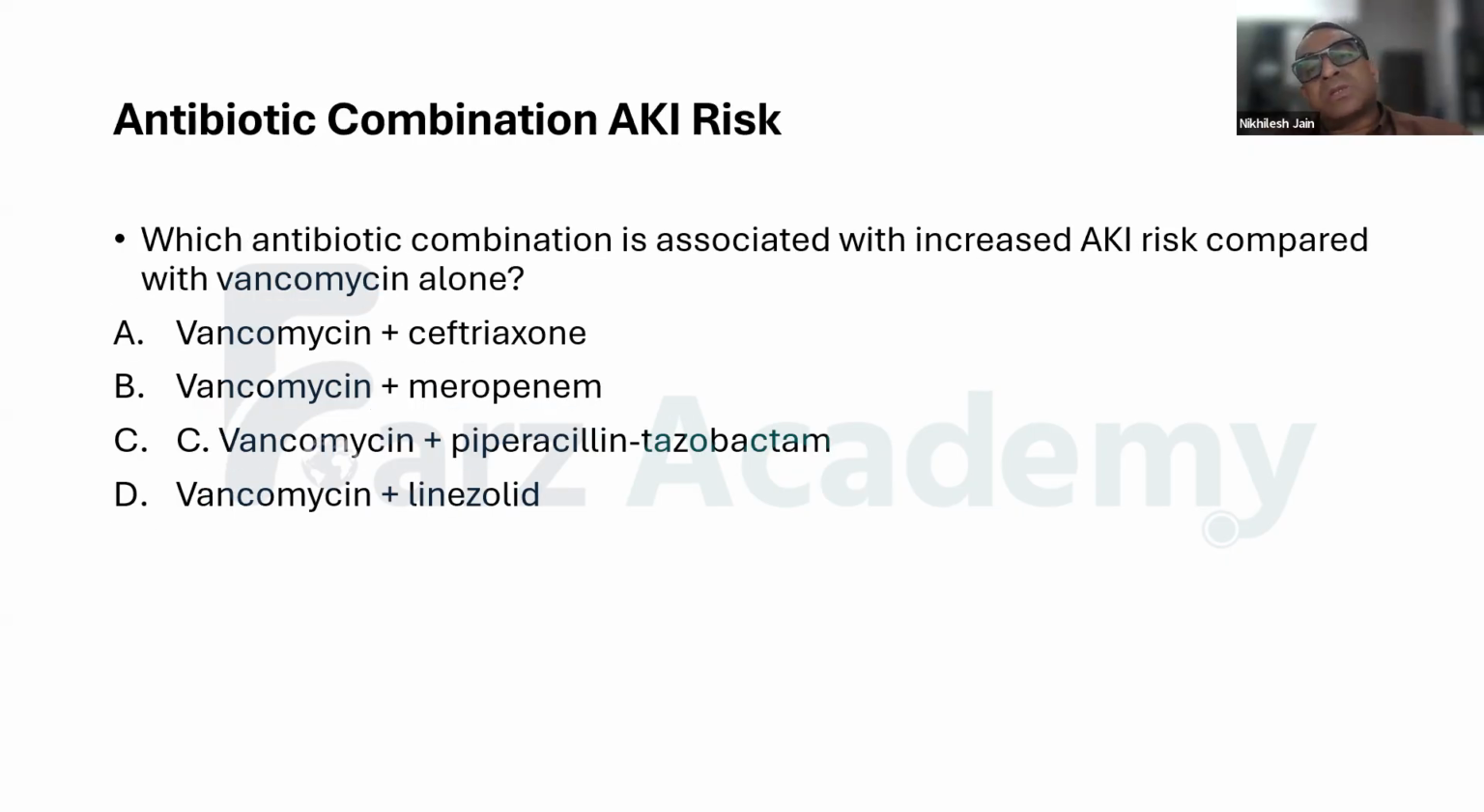Okay, which antibiotic combination is associated with increased acute kidney injury risk as compared with vancomycin alone? So option is A, vancomycin plus ceftriaxone. B is vancomycin plus meropenem. C is vancomycin plus piperacillin tazobactam. And D is, of course, vancomycin plus linezolid. So Utpal has written C. Dharni has written C. Anybody else?